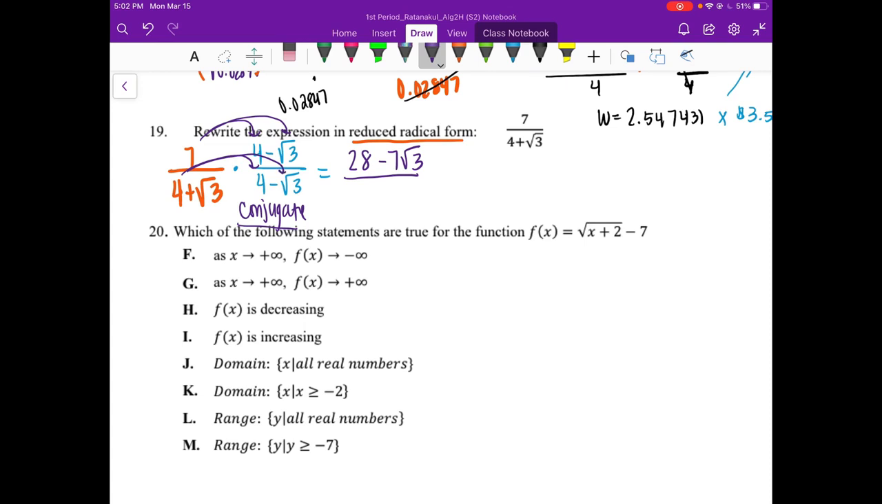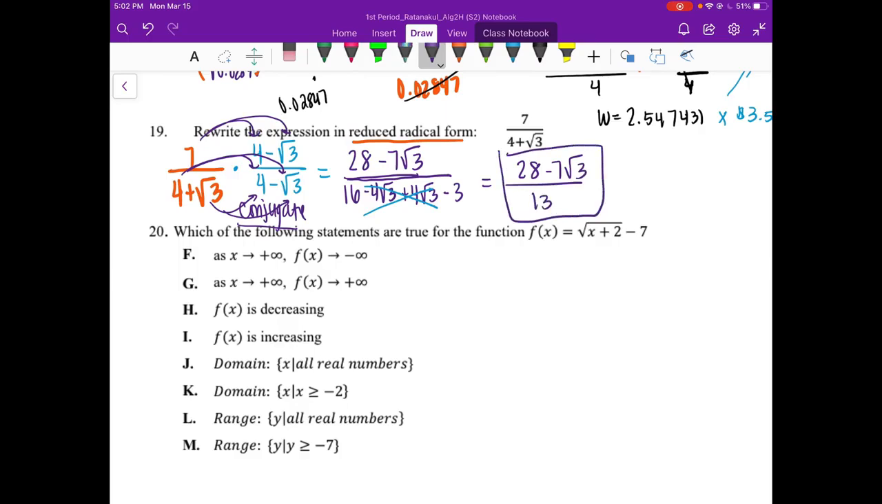In the denominator, you want to double distribute. So 16 minus 4 root 3 plus 4 root 3 minus 3. What's going to happen is your radicals will cancel out in the denominator. So we have 28 minus 7 square root of 3 over 13.